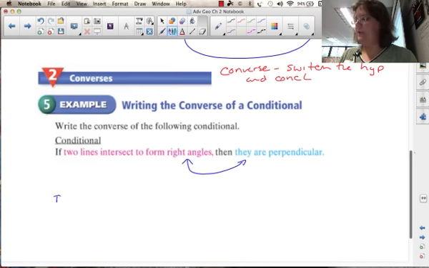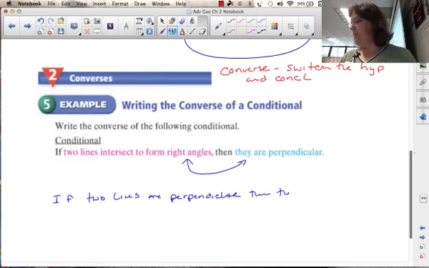And so if two lines are perpendicular, then they intersect to form right angles.